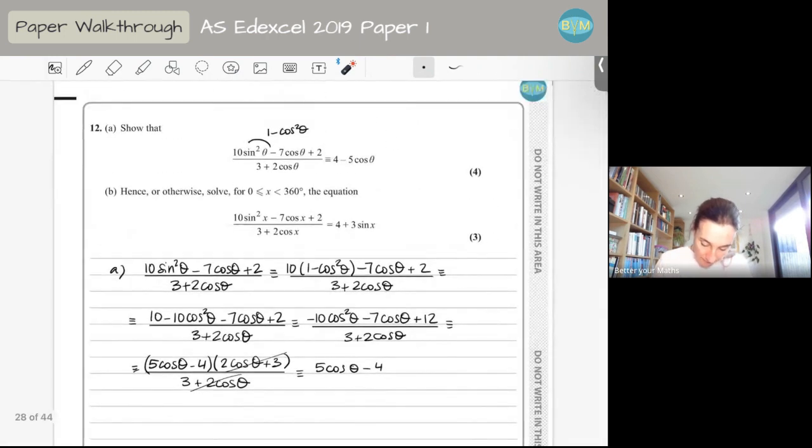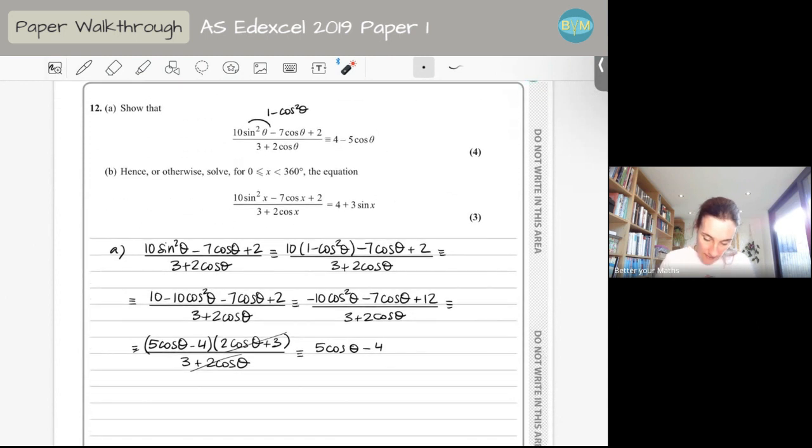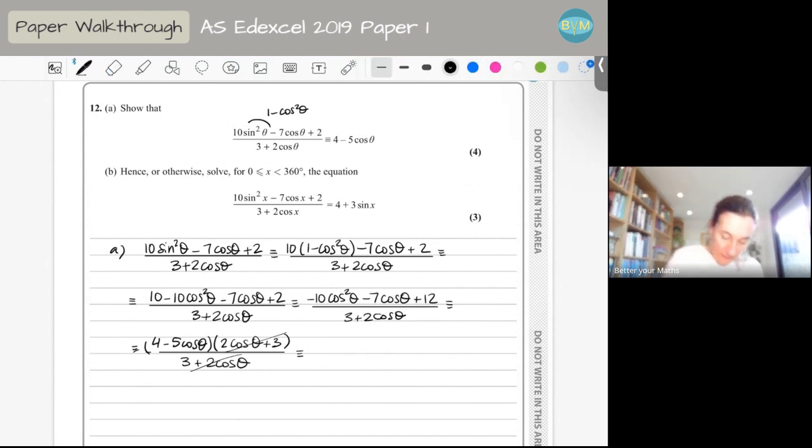That's what I needed. The other way around. What am I doing? Because of the minus at the front, no? So this one is the other way around. Oh, sorry. This one is the other way around because of the minus 10 at the front. So I have 4 minus 5 cos theta. Is that what we need? 4 minus 5, yeah. So 4 minus 5 cos theta.